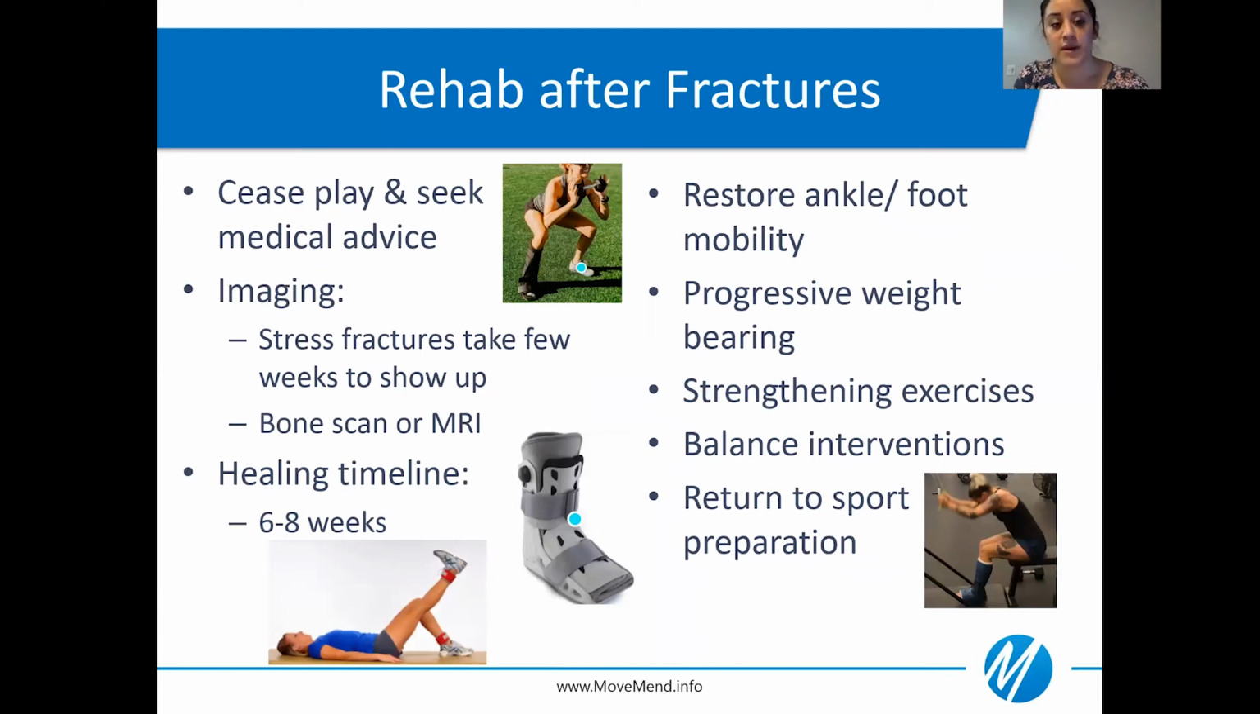Some athletes will be put in a boot to allow for healing to occur. Just because an athlete is placed in a boot does not mean that they need to rest entirely. During PT, this is a great time to initiate a strengthening program and address any ankle and foot mobility issues and restrictions that happen because somebody's in a boot. That way, once the boot is off, we won't be starting from ground zero. We are trying to mitigate the effects that happen when wearing a boot.